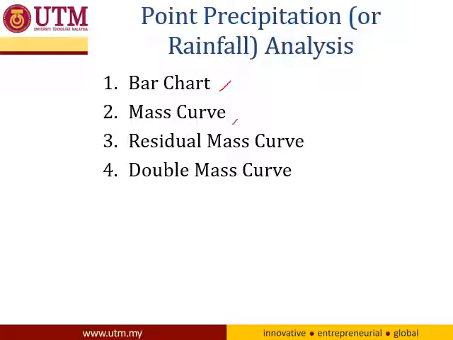And we have the mass curve to see the homogeneity of the data or the rainfall. Later we will look into this, and then from the mass curve we can do more assessment using the residual mass curve and the double mass curve. I will show you later what these are.